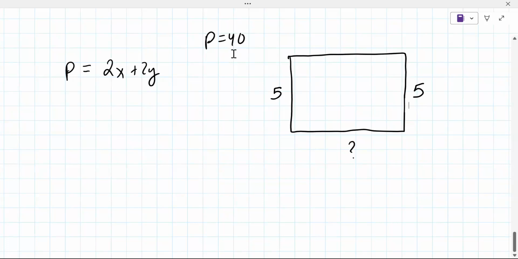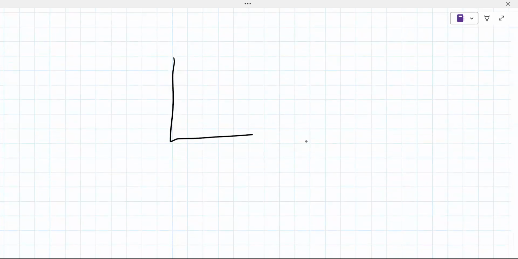Hold on. 5, 20. Wait, no, 5 and 5 is 10. Subtract from 40 is 30. So 30 is left over, and it's divided between the top and the bottom. 15. Okay, now I'm going to give you a similar problem here.